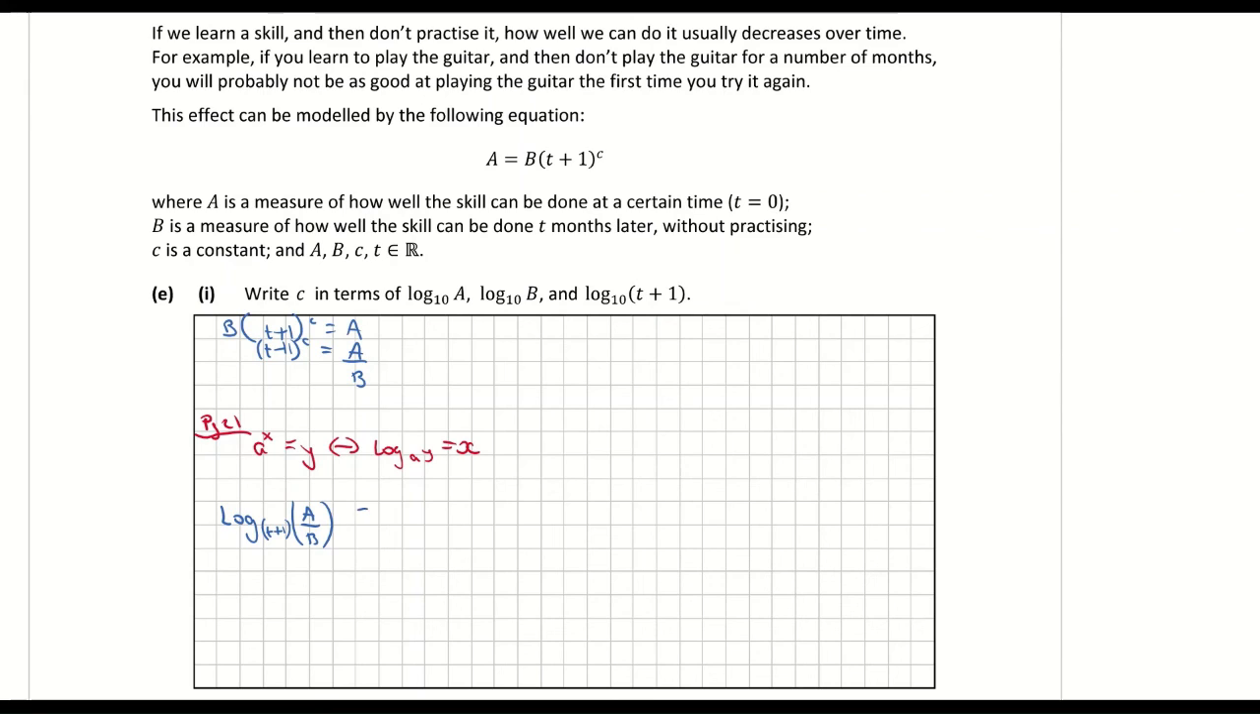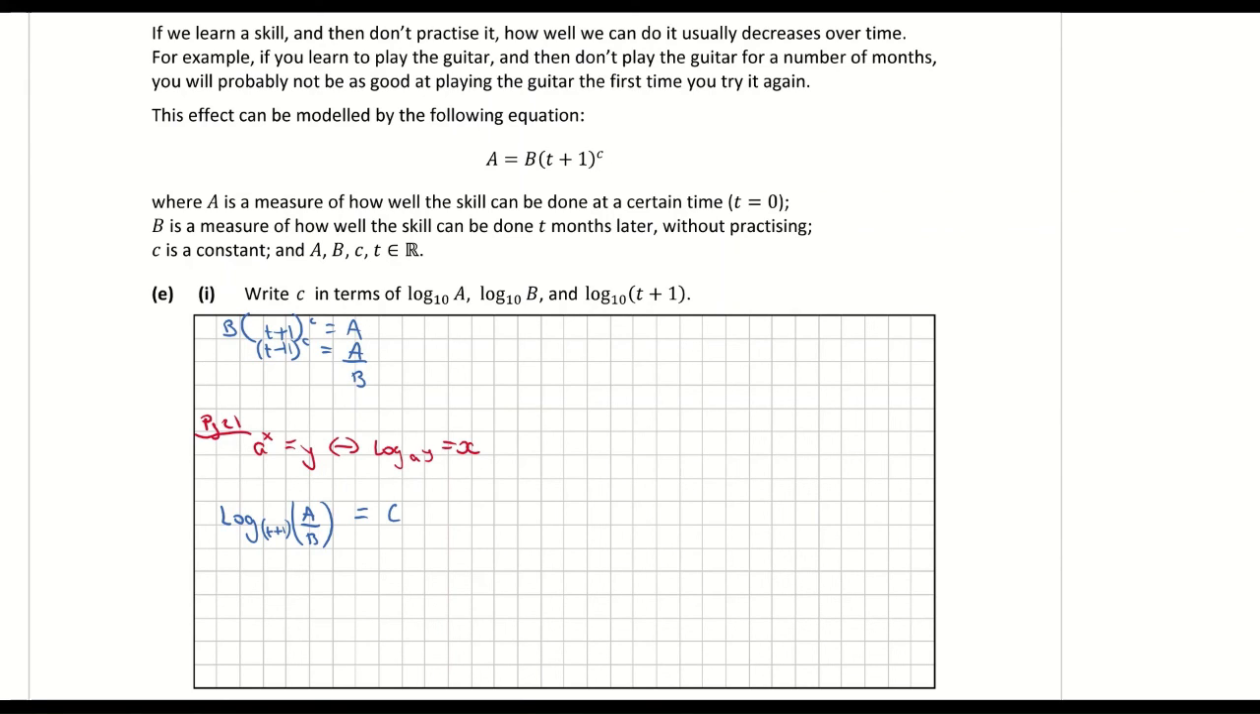And that's equal to my x, which is going to be my c, which is my power, in other words. So now I've got c is equal to log of a over b to the base t plus 1. And I'm doing that because the hint is in the question, because it wants us to write each of these in log form. Next thing I want to do now is look at the question.